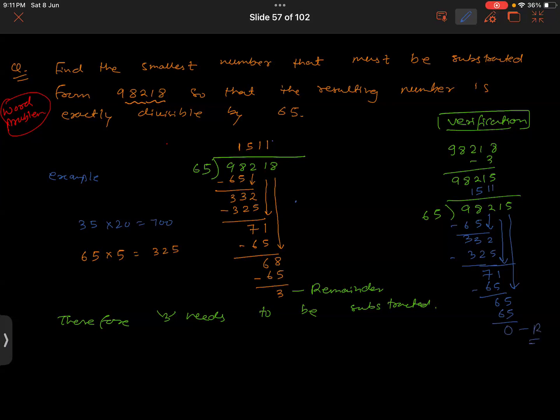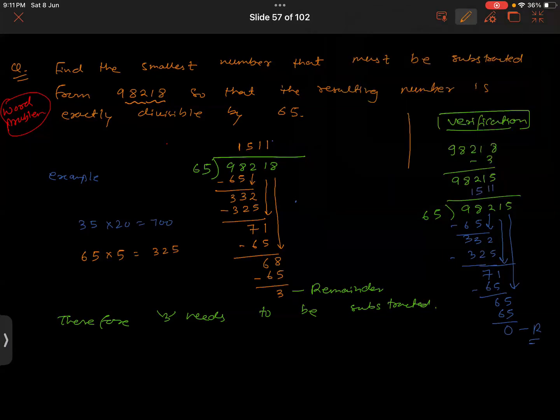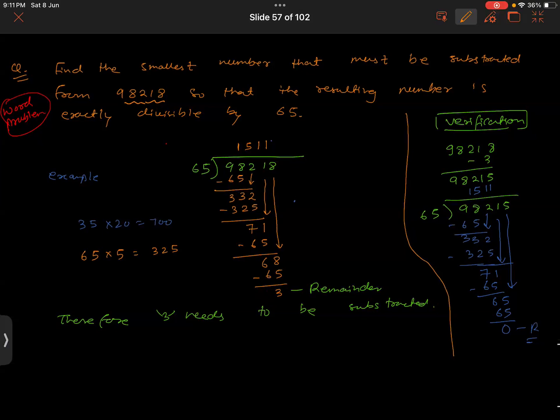So this was the verification of the question. We can verify it in the rough also. Upon verification, we found my answer is true. Is that clear to both of you?